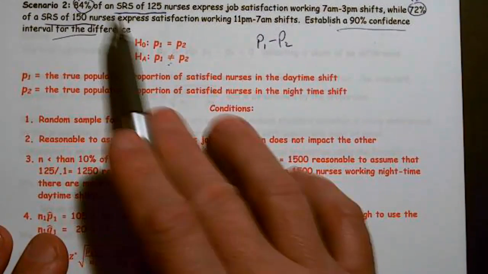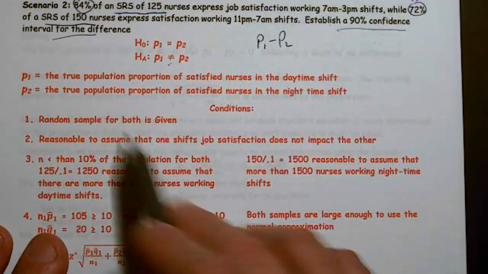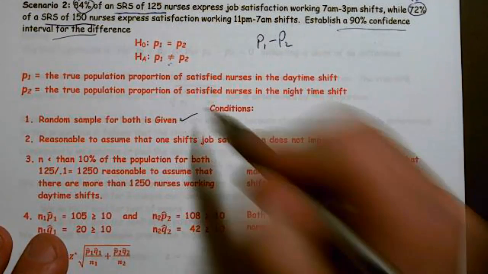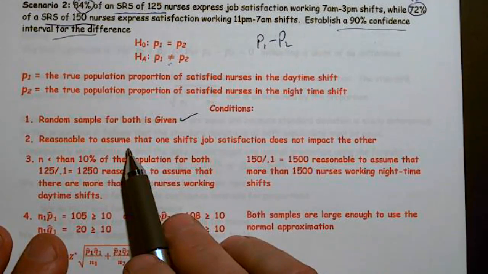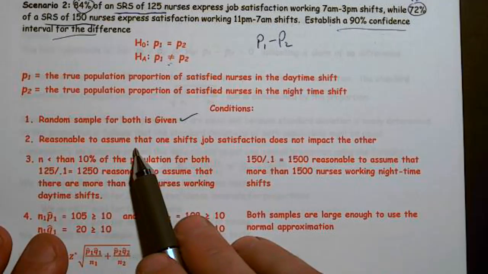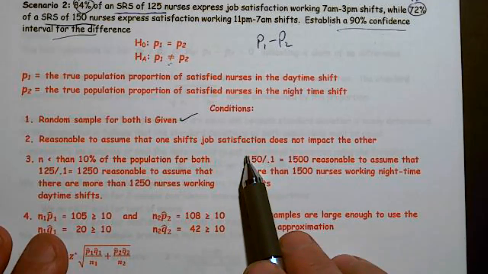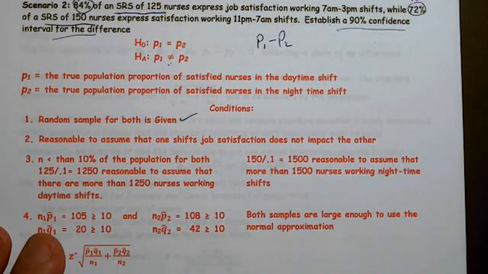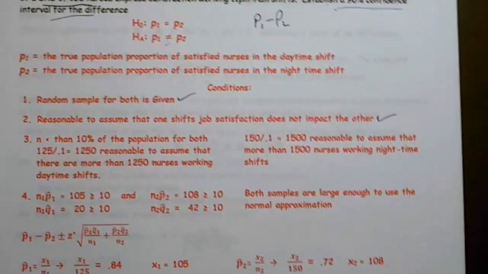Conditions. Well, they told us we had a random sample for both of them, so thank you, that's taken care of. The next thing is independence. It's reasonable to assume that one shift's job satisfaction does not impact another's, and that makes sense as well. Truthfully, there could be an impact if one shift leaves a mess for the other, but we're going to assume that job satisfaction is not impacted.